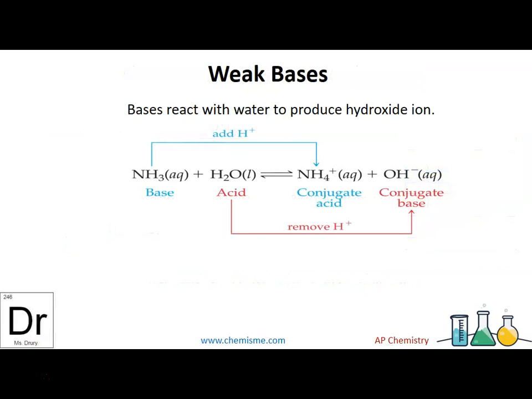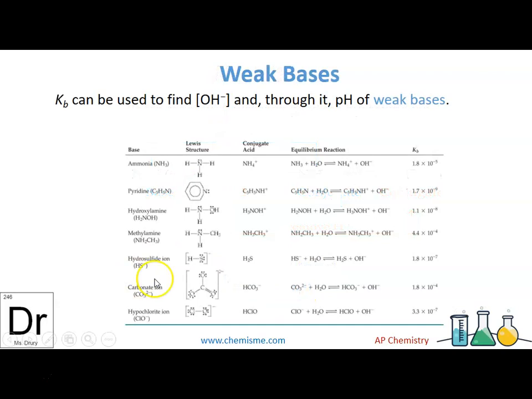Weak bases are pretty much the same way. They're going to react with water to form a conjugate acid and the hydroxide ion. And the Kb is going to be the ions, so the NH4 plus and OH minus on the top, and the base on the bottom. Again, the water is not there because it's a pure liquid. Similarly, their Kb's are very small numbers because they're weak. So the weaker they are, the smaller the Kb's are because they're forming fewer ions.